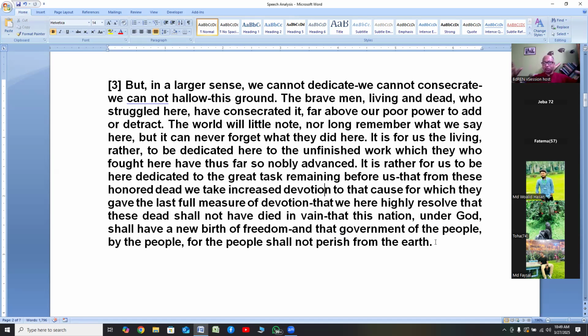So just think how this great leader, Abraham Lincoln, affectionately defines his nation, defines his government, and declares the participation of the people to his government, to his country.